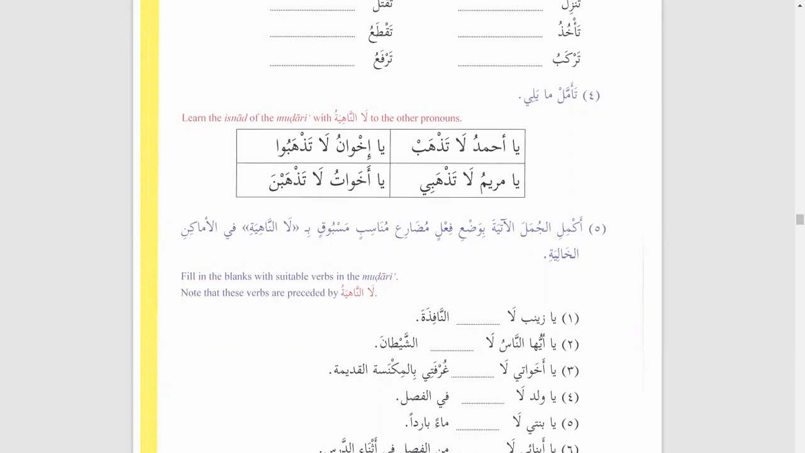precedes it. Okay, masbuq is on which pattern? مفعول. Excellent. سبق يسبق سابق ومسبوق. Okay, so masbuq means precedes, that comes first. So what we have to do, we have to put la and nahiya in the blanks that we have over there.